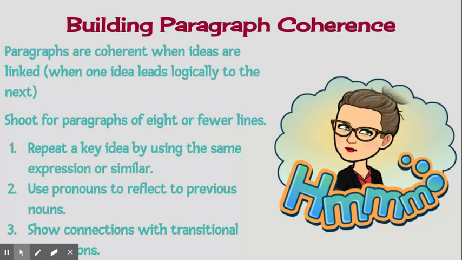But to aid in coherence, there are a few steps you can follow. Number 1, you can repeat a key idea using the same expression or a similar one. You can use pronouns to refer to previous nouns in previous sentences. It kind of links it together without having to use a transition. And you can also show connections with those transitional expressions.